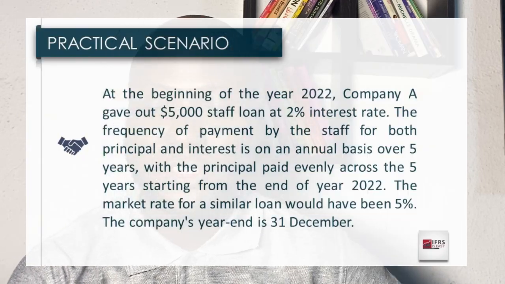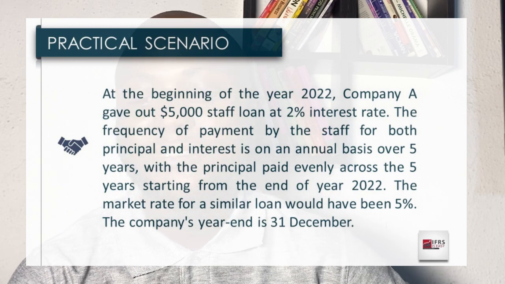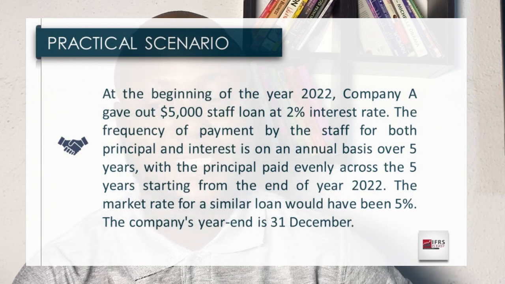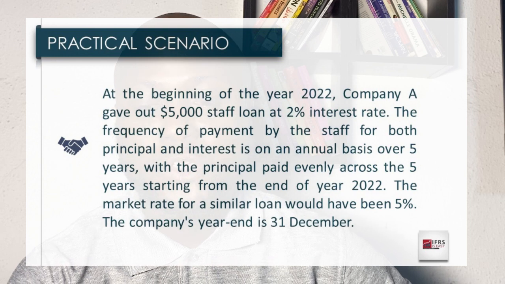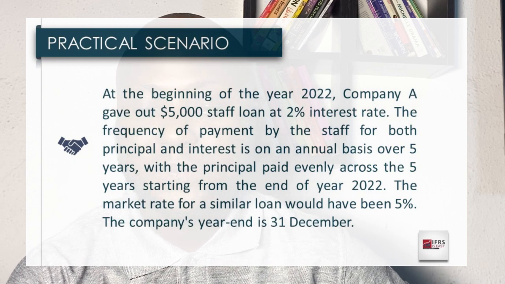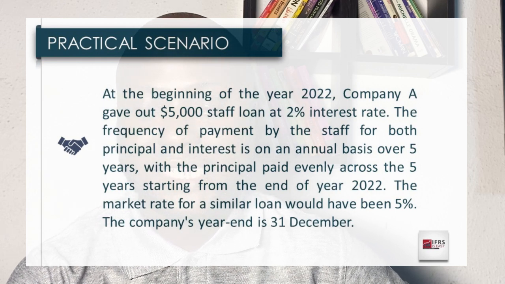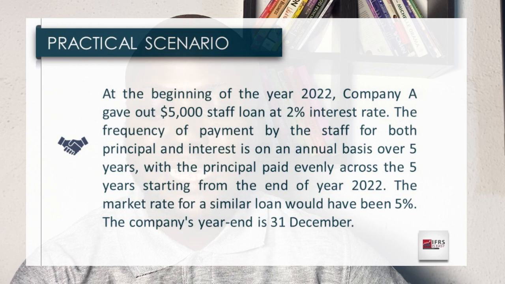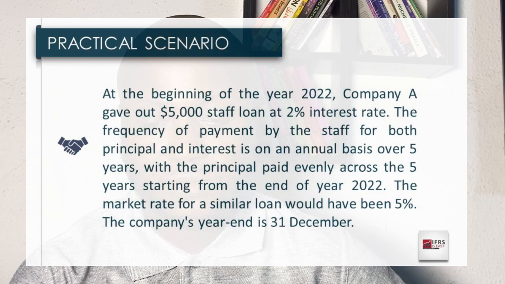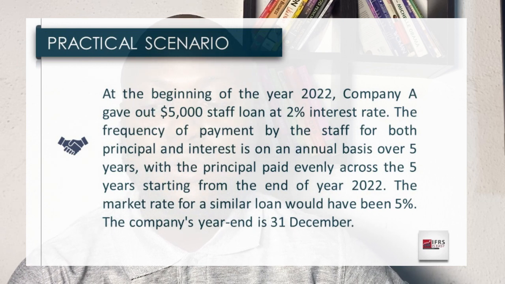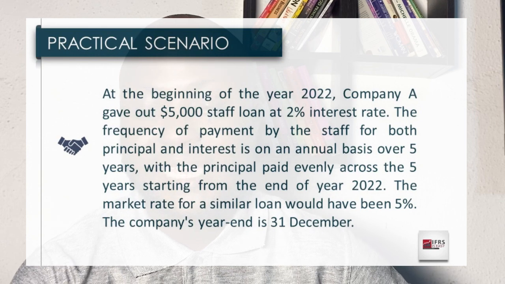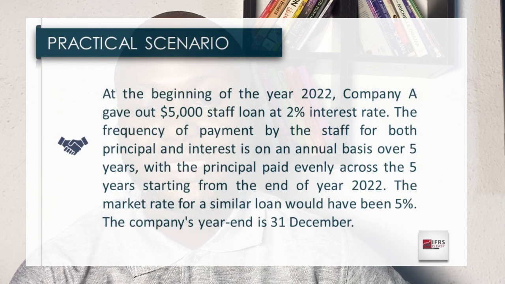So it reads here that at the beginning of the year 2022, Company A gave out a $5,000 staff loan at a 2% interest rate. The frequency of payment by the staff for both principal and interest is on an annual basis over 5 years, with the principal paid evenly across the 5 years, starting from the end of year 2022. The market rate for a similar loan would have been 5%. The company's year end is 31 December.